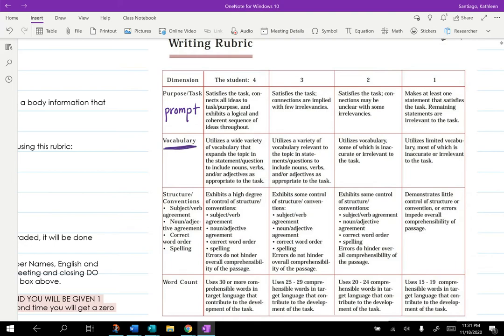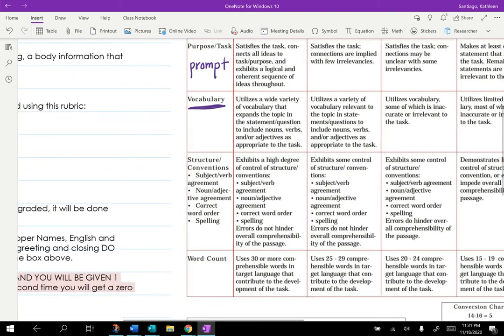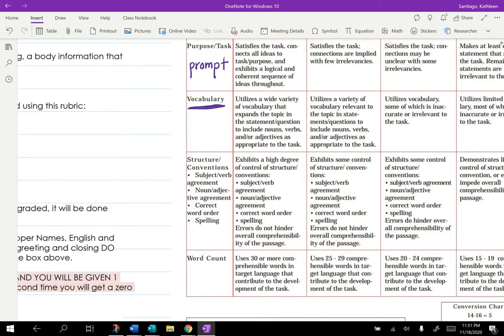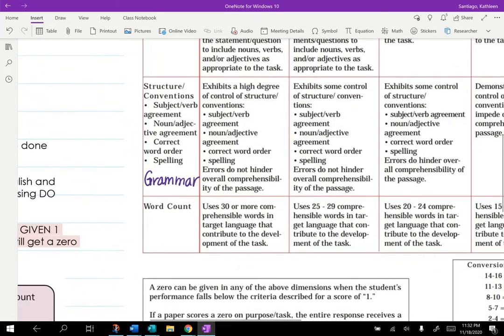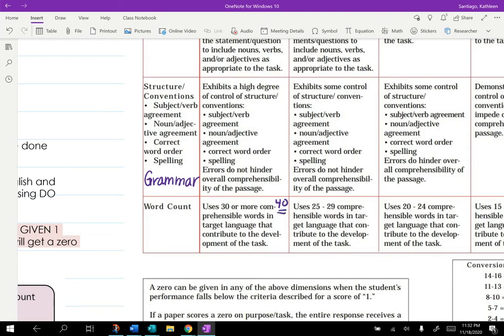Vocabulary is going to be the same. And then the third one down, they call it structures and conventions. I'm just going to call this one grammar, so on my list, it's just going to say grammar. And then word count. Notice that New York State is asking you for 30 words. Mrs. Santiago and the Spanish teachers always ask for 40 words because we're trying to give you a 10-word cushion in case you write something in English. We'll talk about that in a minute.